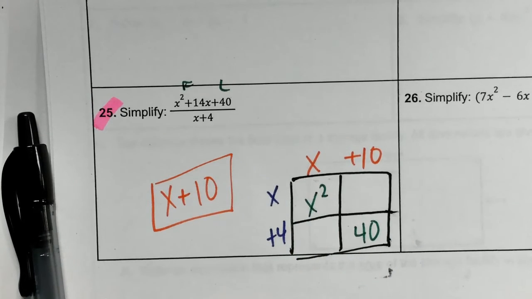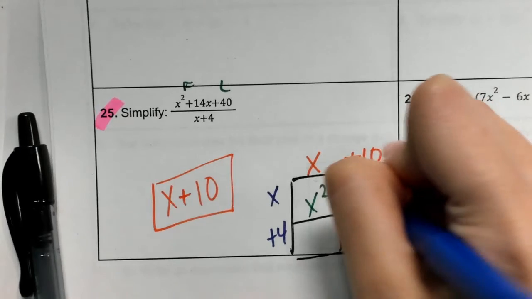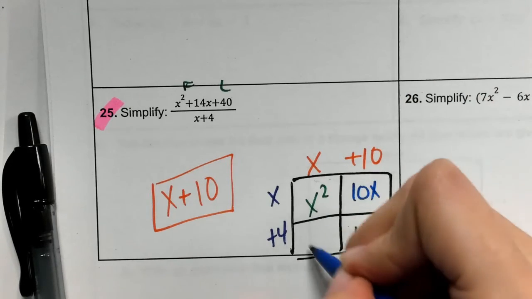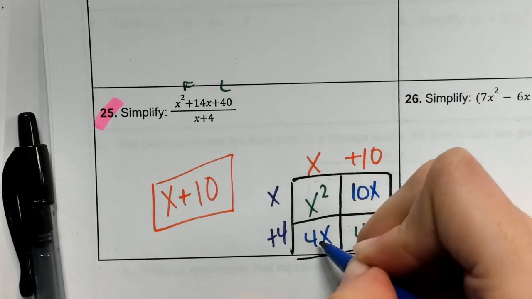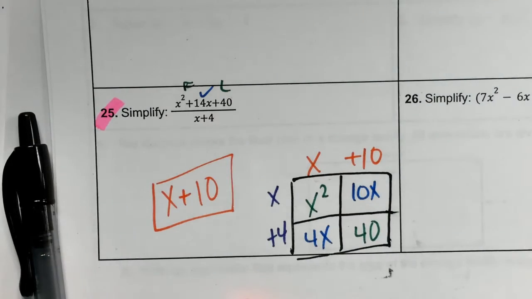And let's check your answer. This will give you 10x. 4 times x will give you 4x. 10x plus 4x is 14x. So you did it correctly.